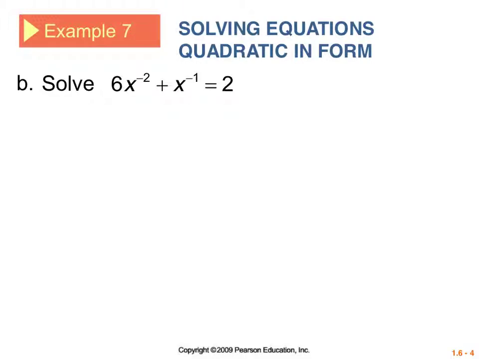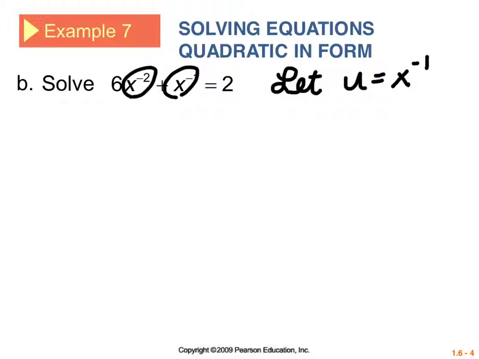And this will be another example of the same type of problem, these negative exponents, but it is quadratic in form. And so again, we're going to take this middle term, and that is going to be what we're going to let u represent. So let u equal x to the -1. And so then we're going to rewrite our equation replacing both the x to the -1 and the x to the -2. And so we're going to get 6u squared plus u equals 2.